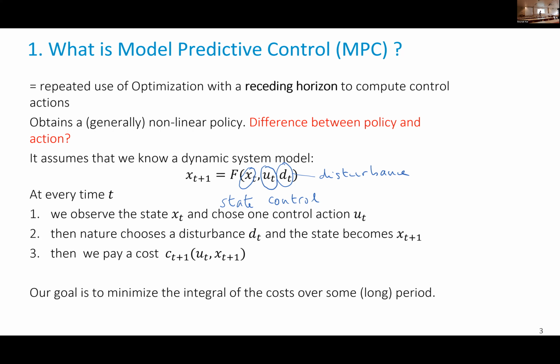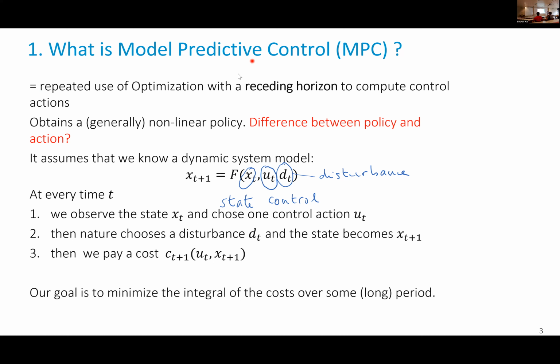We saw last week on the microgrid that if we wanted to find a set point of all the generators that is able to control correctly the microgrid, there was no set point for a region of uncertainty that was able to satisfy all the constraints, but the policy was able to satisfy all the constraints. So that's the difference between policy and action.